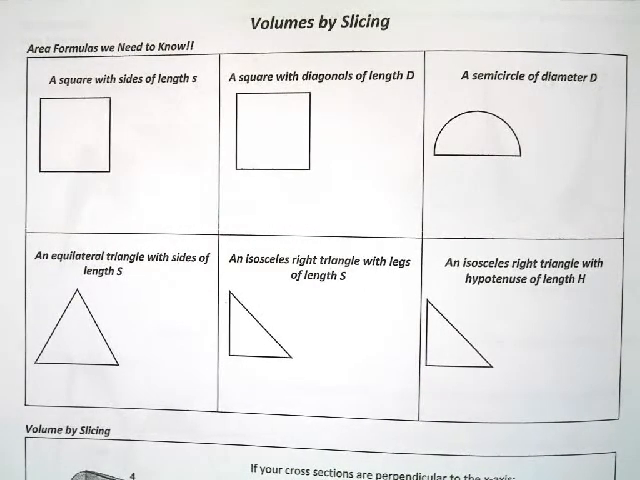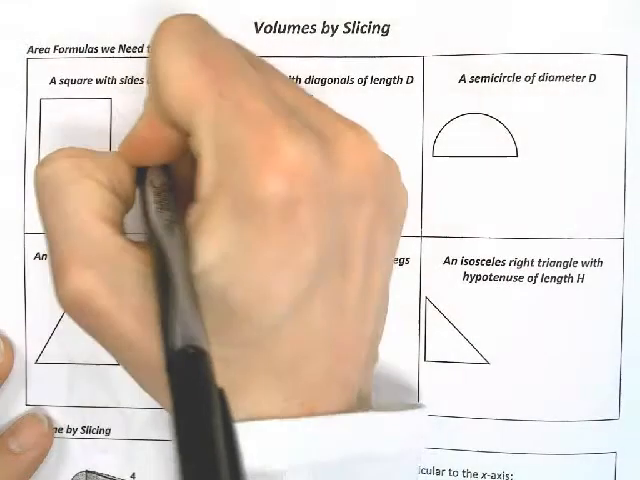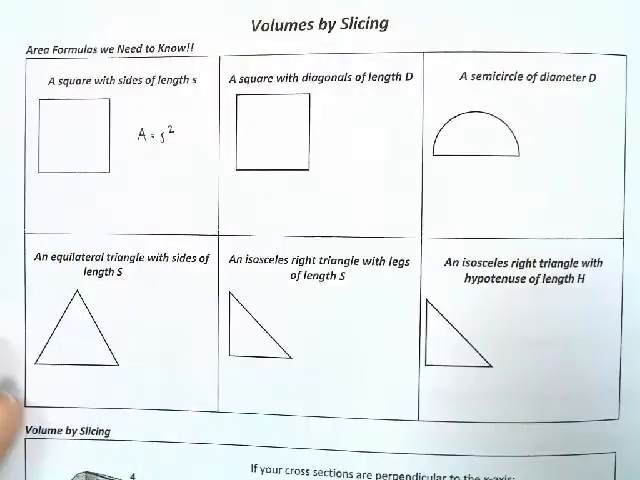So to do this, there's some area formulas that we're going to need to know. And some of these are pretty basic and straightforward, and some you're probably not as familiar with. So let's go ahead and go through these first. So first one, area of a square with side length s, we know is just area equals s squared.